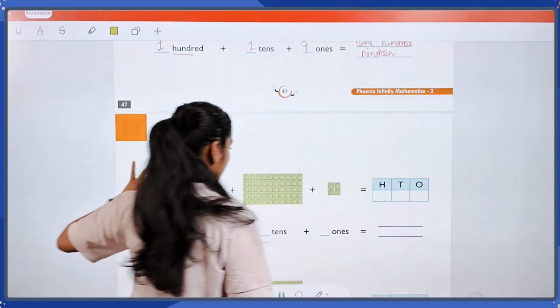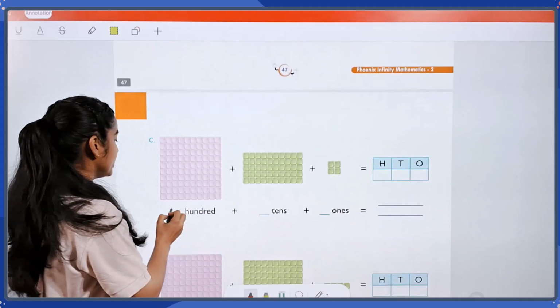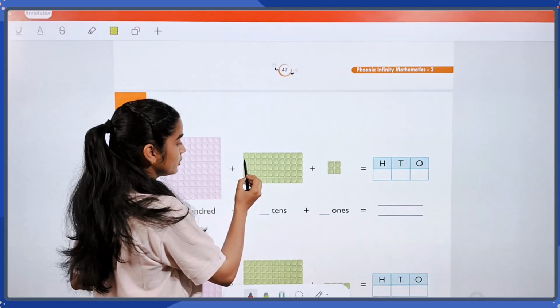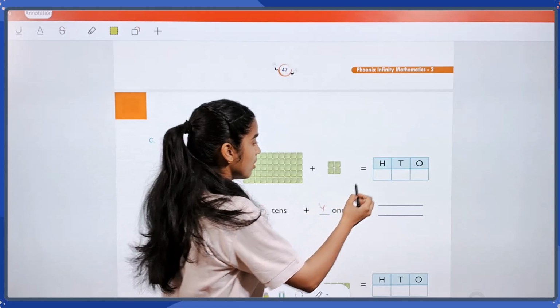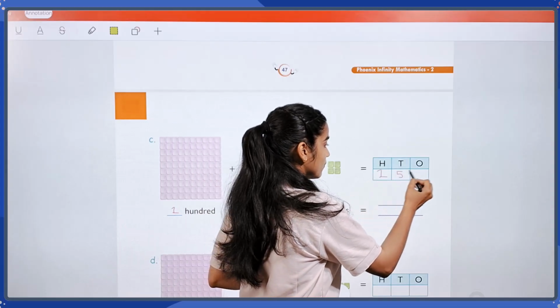In the same way you have to answer this also. How many hundreds? 1. How many tens? 1, 2, 3, 4, 5. 5 tens. How many ones? 4. So 154.